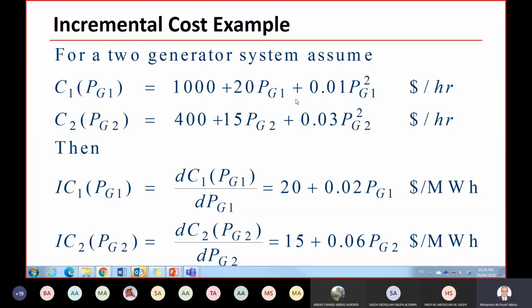So C1 cost equals this quadratic function. The cost of generator 2 equals this quadratic function, in dollars per hour. So the incremental cost for PG1, for the first generation plant, you can take the derivative, so it becomes 20 plus 0.02 times PG1, and the incremental cost for PG2 equals 15 plus the derivative here, which is 0.06 times PG2.